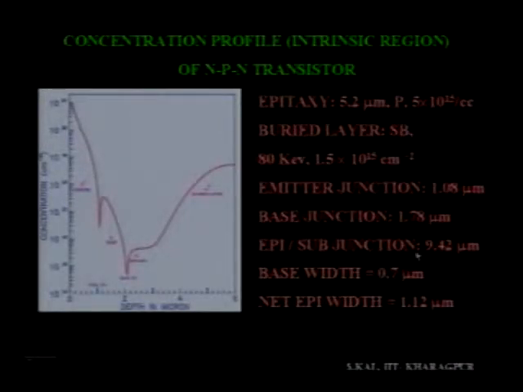Okay. Now the base junction is 1.78 as I told, then epitaxy to substrate is another junction. Between the epitaxy and the buried layer you will not get any junction, because the epitaxy is n type doped and the buried layer is also n type doped. You will get the junction between the buried layer and the substrate. Substrate is p type, and n plus is the buried layer. That junction is 9.42 micron. It is not shown in this diagram because I have taken the plot from 0 to 6 micron, and it is 9.42 micron.